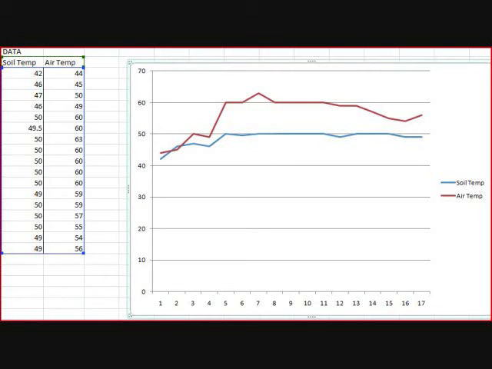The temperature of the air changed a lot more drastically than the blue line for the soil. In conclusion, you can see that the soil temperature does follow the air temperature, but only very slightly. The soil temperature is much more consistent and changes much more slowly.